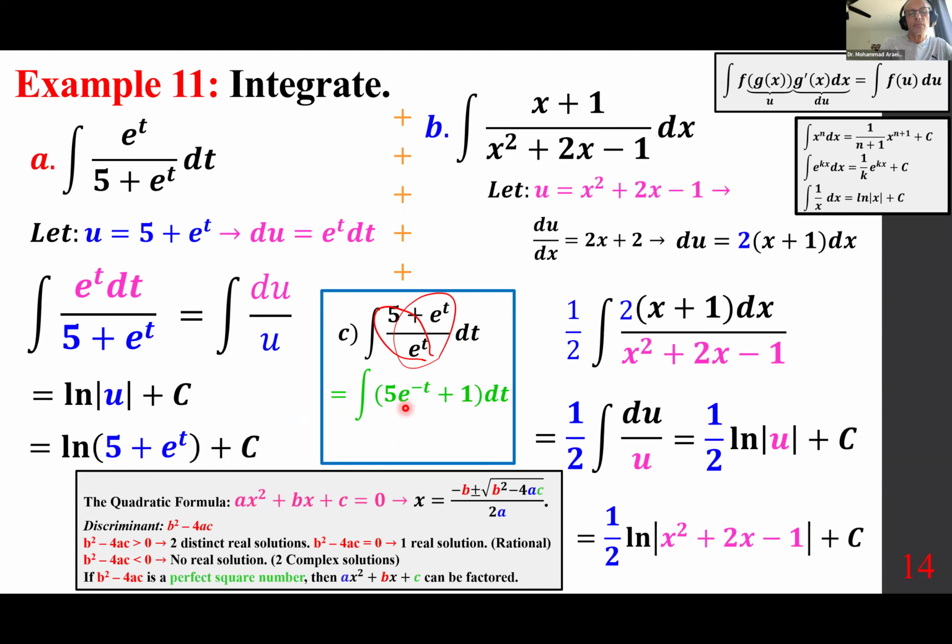This one, we take the integral and it's the same. We have to divide by negative 1 becomes negative, and this is t. So we get minus 5 e to the power minus t plus a constant. And that's the final answer.